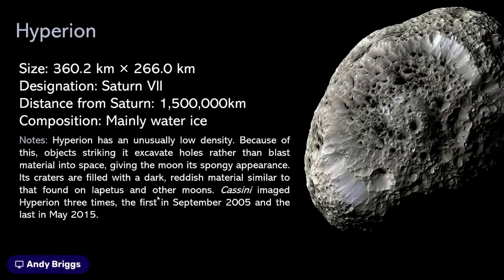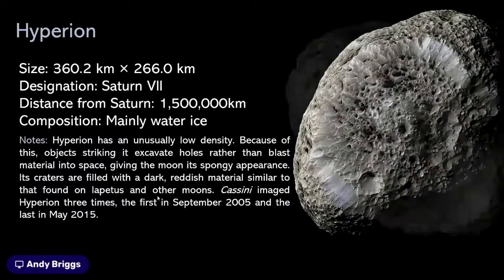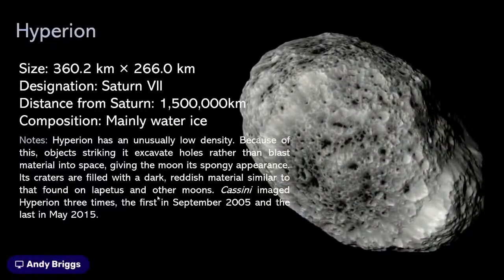The first in September 2005 and the last in May 2015. But Cassini's orbit did not allow it to approach Hyperion any more regularly than that. Only 3 times it managed to fly past the moon. There's a photo from another flyby of Hyperion.